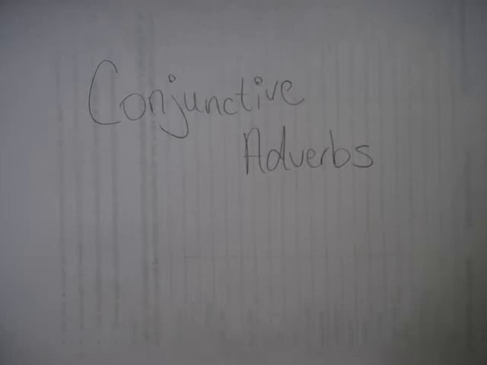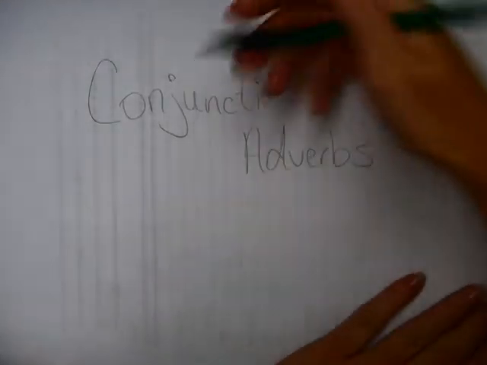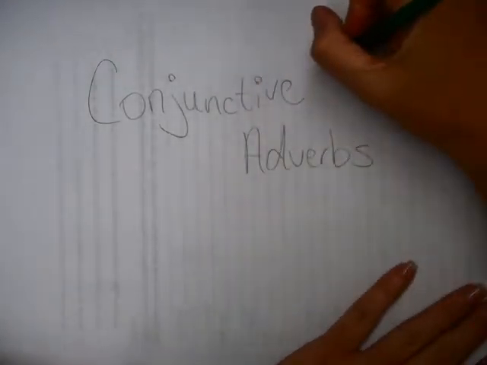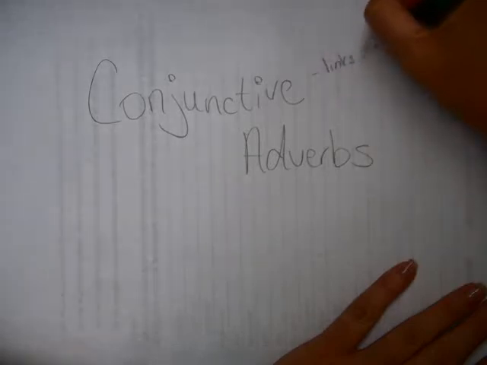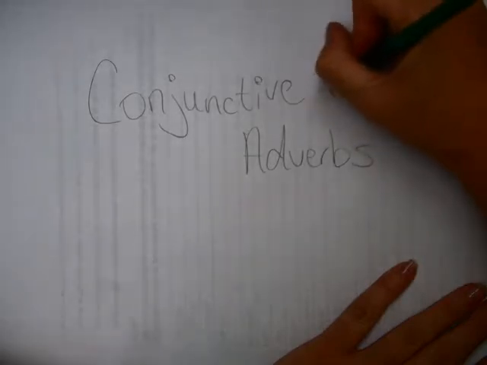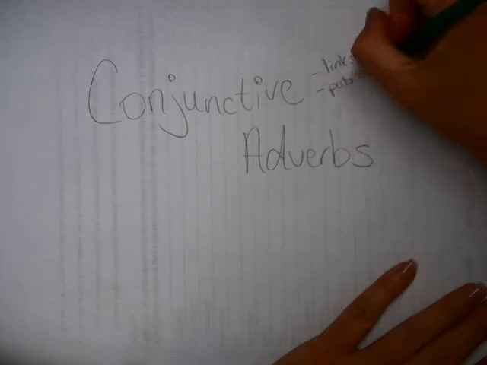Alright, so as you're scratching your head, what I want you to think of is conjunctive. Sounds a lot like conjunction. And what's a conjunction do for us? Yeah? Alright, it puts things together. Yes, absolutely correct. So conjunctive means that it links stuff. It puts things together.